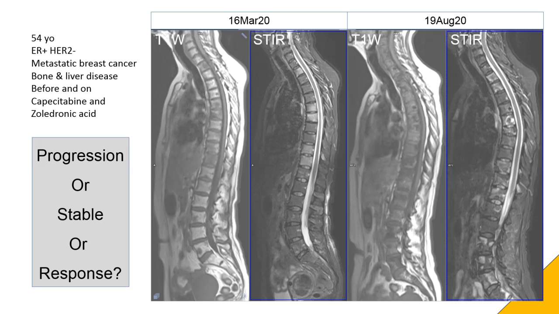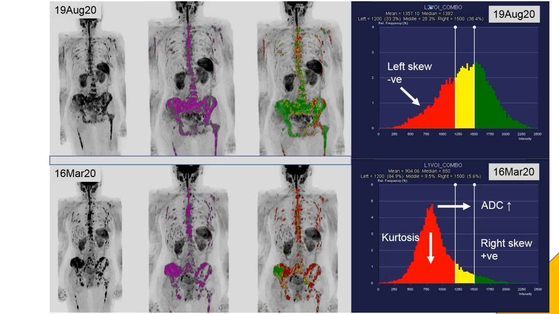Here's a woman with metastatic breast cancer before and after 3 cycles of capecitabine chemotherapy. Is this patient progressing? Is she stable, or is she responding? If you look at the T1 sequence, you might be tempted to say that she was getting worse. The T2 is a little more confusing. What are we going to say? Progression, stable, or response? We can see on the histograms that this patient has clearly responded.